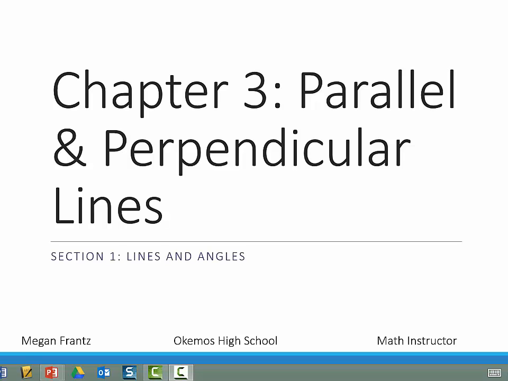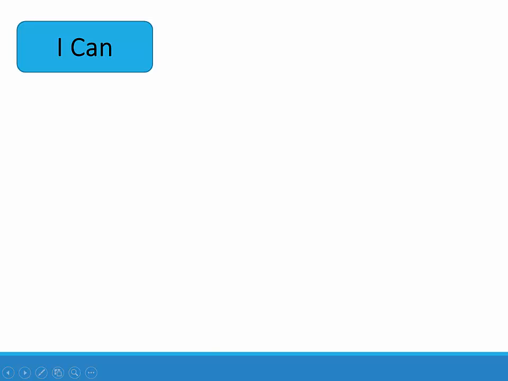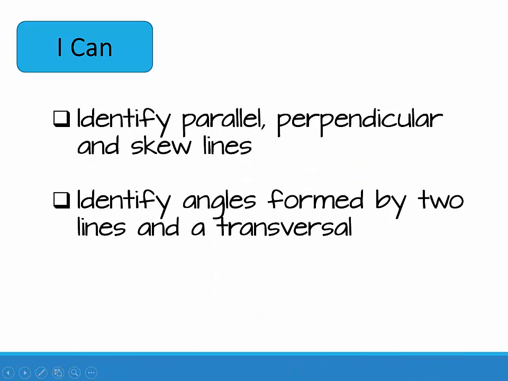Chapter 3, Section 1 is about lines and angles. So by the end of this lesson, you should be able to identify parallel, perpendicular, and skew lines, and identify angles formed by two lines and a transversal.